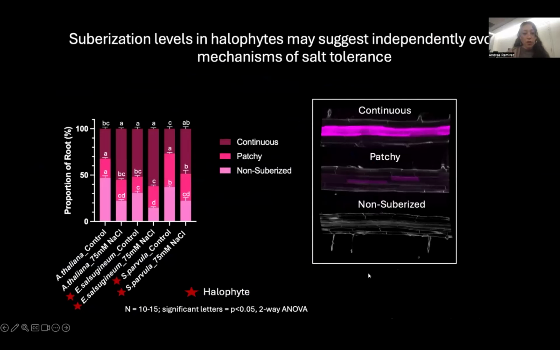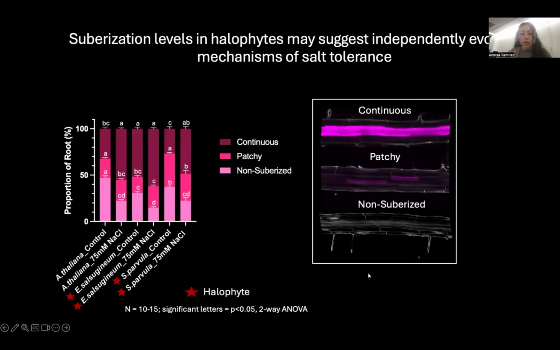So here I quantified these suberin levels as well into non-suberized zones, patchy zones, and continuous zones. Again, for Arabidopsis, we see that the shift is really apparent in the amount of continuous suberization. In Eutrema salsugineum, you have a slight shift, but not a very significant shift in suberization under salt treatment. And in Schrenkiella parvula, again, you have a significant shift in the onset of suberization. So like Arabidopsis, it has a greater proportion of the root dedicated to this continuous suberization pattern.